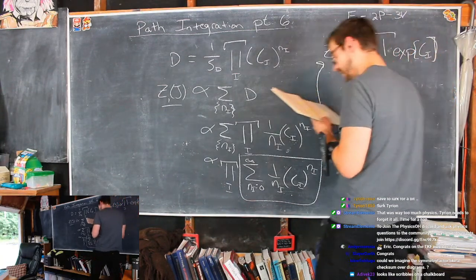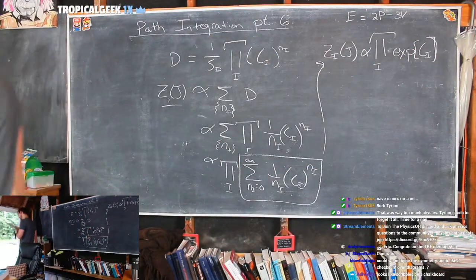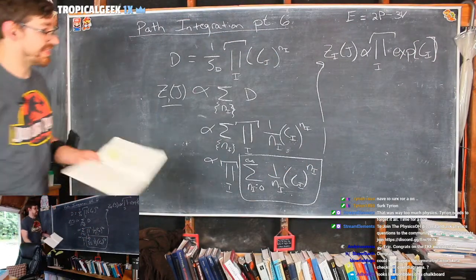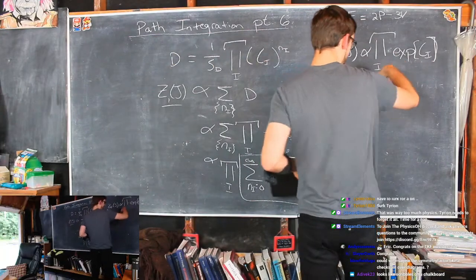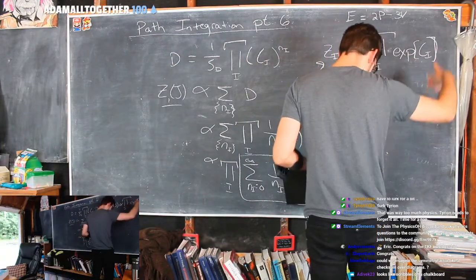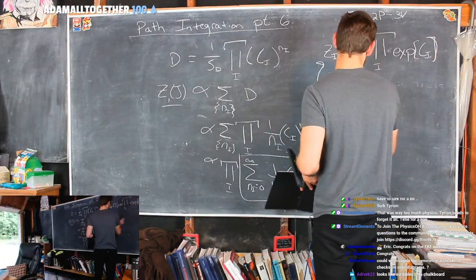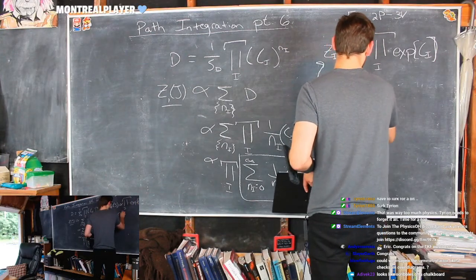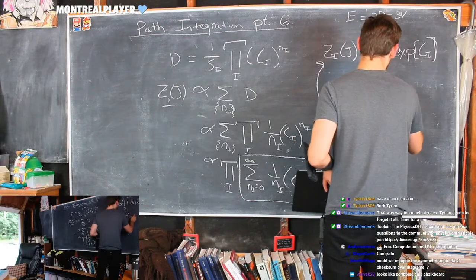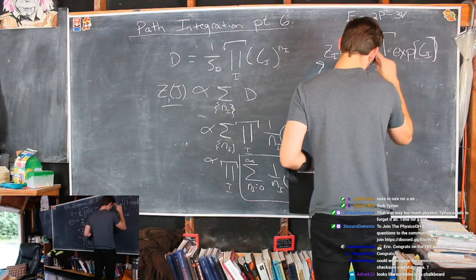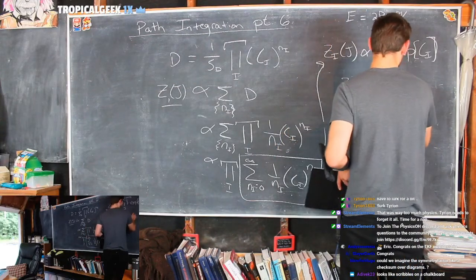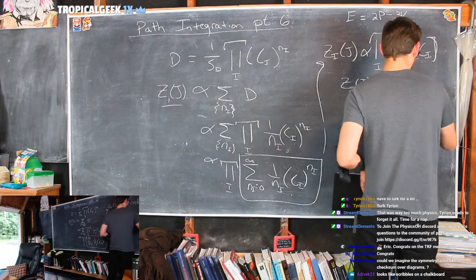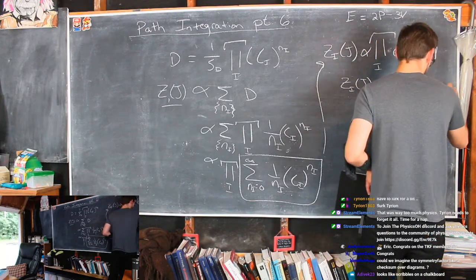This is crazy what's happening right now, right? We could just take this and plug it in, and if you have a product of exponentials, and they're all the same exponential, then this can again be simplified even further. It's Z of J is proportional to the exponential of the sum over all C_i's.